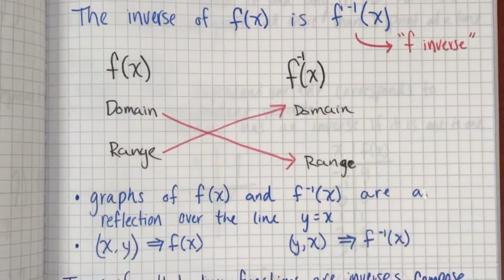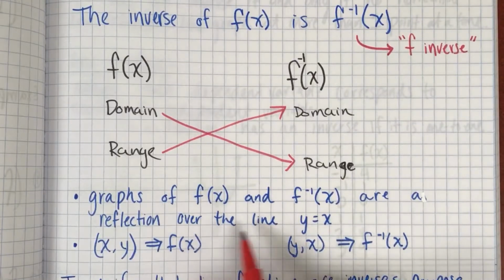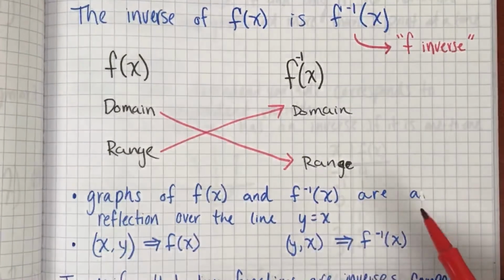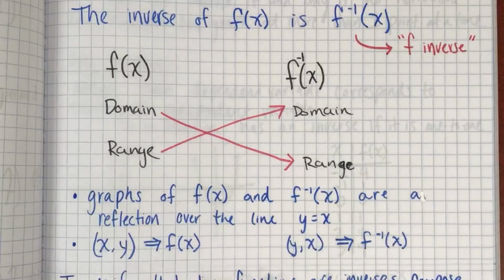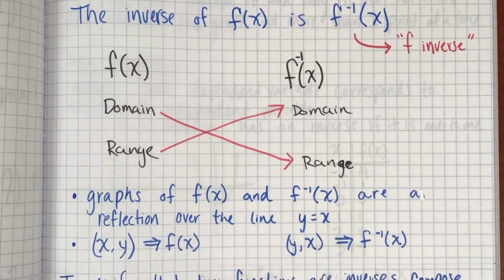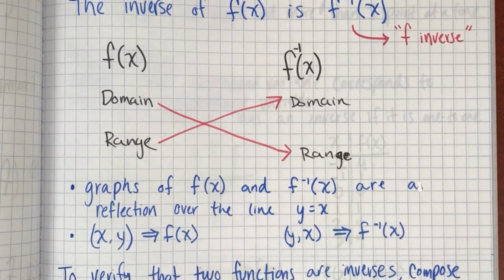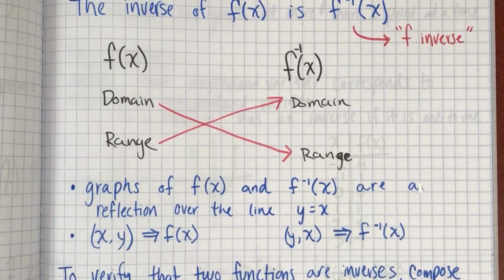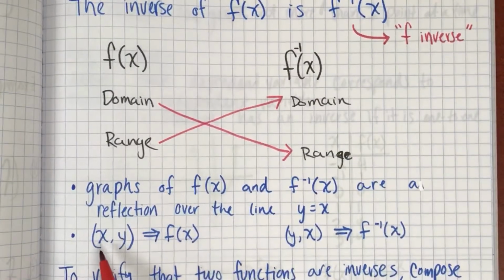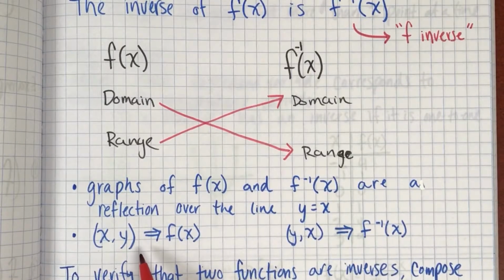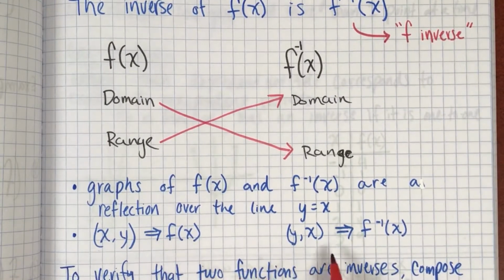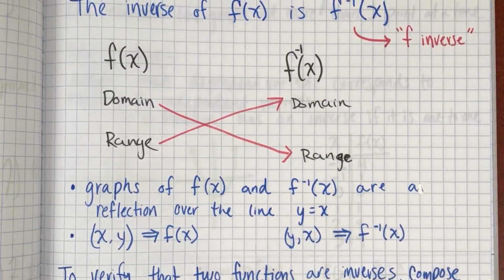Another part about inverses: the graphs of f of x and f inverse of x are actually a reflection over the line y equals x. And so you can pull up Desmos or your graphing calculator and see how that's a reflection over that line. And so what that means is if I have a point x, y, when I find the inverse, my point will be y, x.